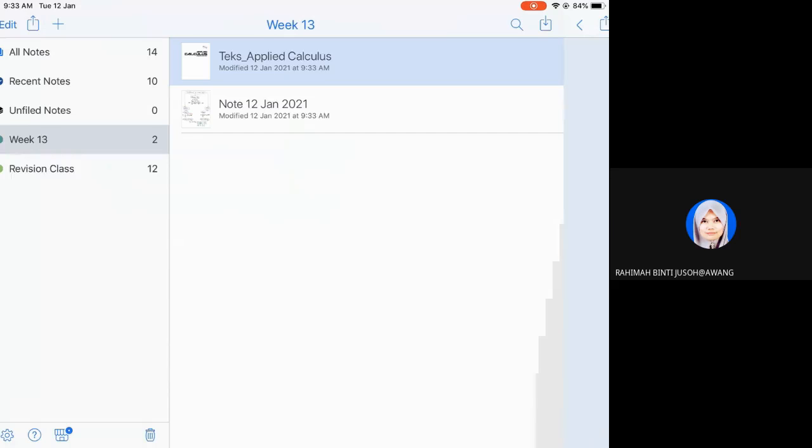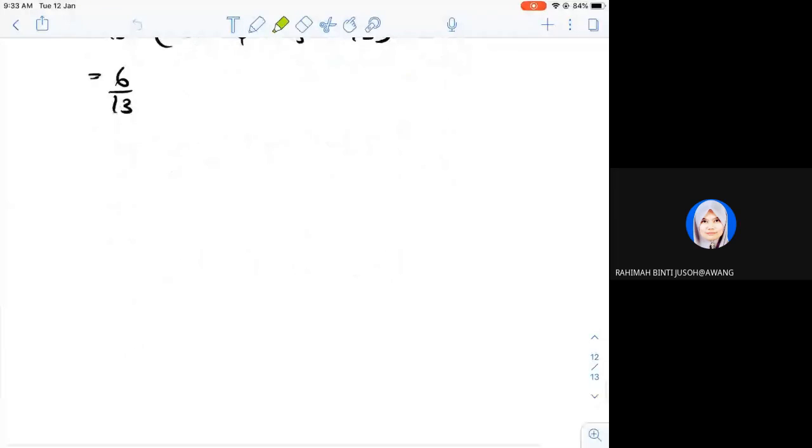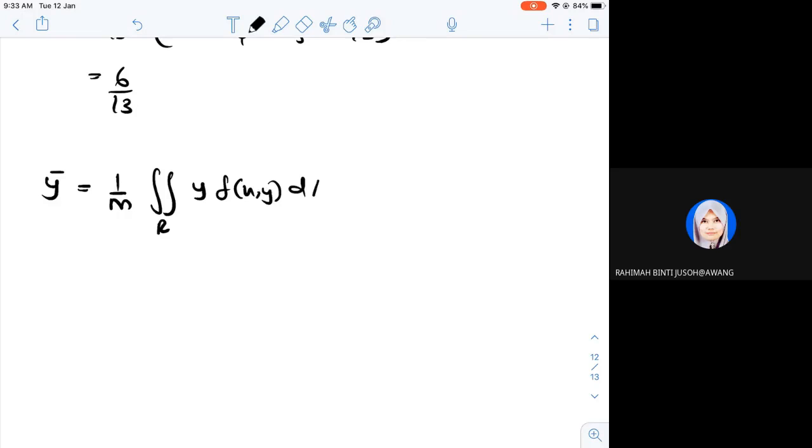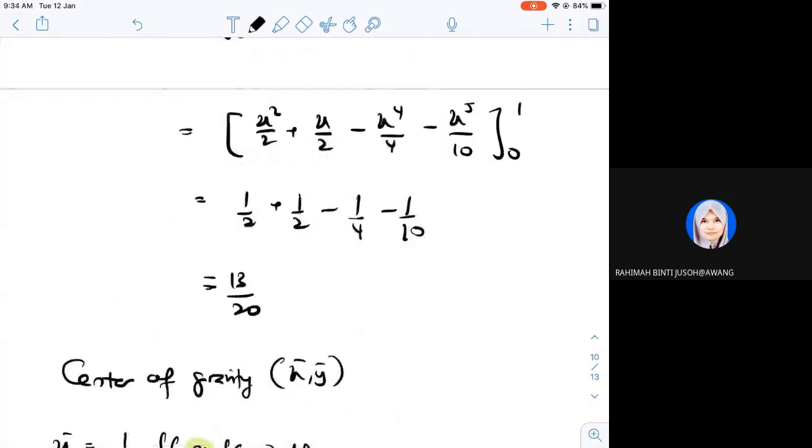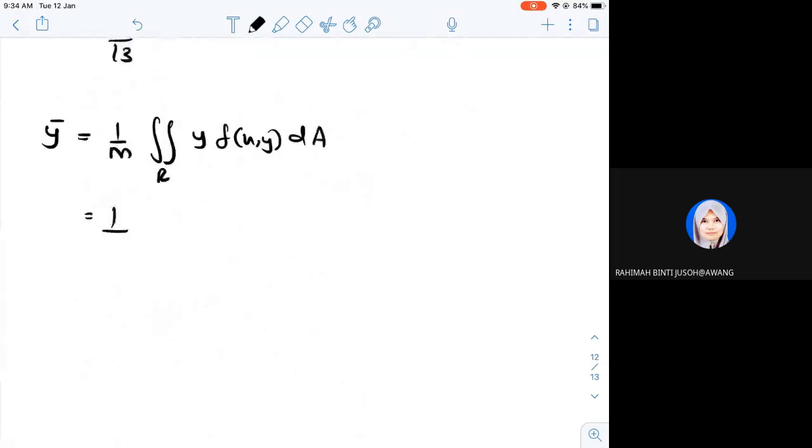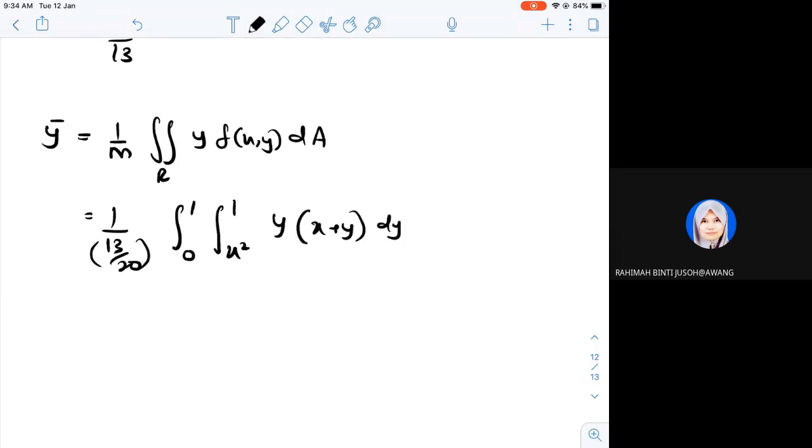Thank you very much. Okay, so next is y bar. X bar is done, so next we need to find y bar. Coordinate y equals 1 over m, double integration over region R of y, this time y multiplied by the density function, dA. So right now, 1 over what was our mass just now? 13 over 20. So 1 over 13 over 20, with the same limits, 0 to 1, x squared to 1, y times the density function x plus y, dy dx.